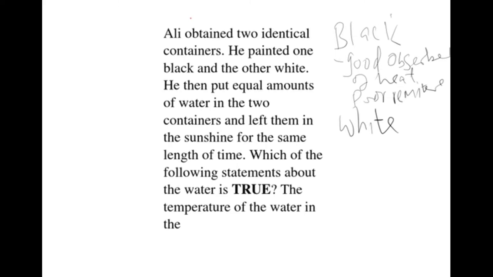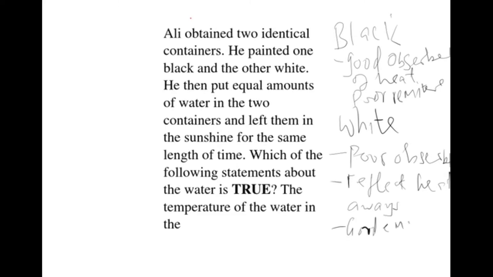On the other side, we have white color. They are poor absorbers of heat. Also, it reflects heat away. And also, they are good emitters. They give out heat easily.